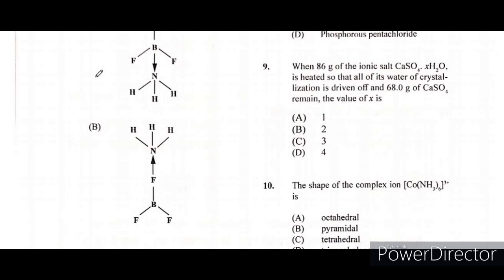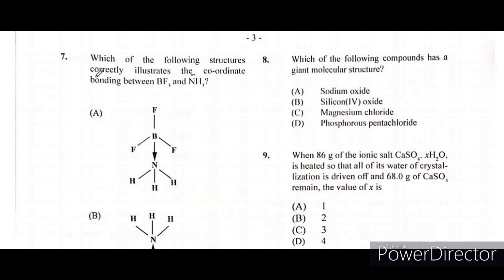Number 8 asks us which of the following compounds has a giant molecular structure, and with silicon dioxide, here silicon(IV) oxide is the same as silicon dioxide. So number 8 is B as in boy.